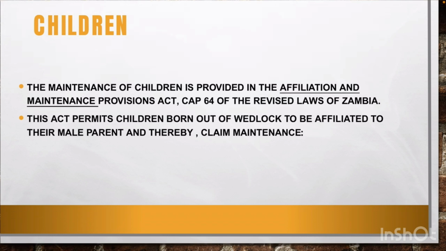The maintenance of children is provided in the Affiliation and Maintenance Provisions Act, Cap 64 of the Revised Laws of Zambia. The Act permits children born out of wedlock, this is out of marriage, to be affiliated to their male parent and thereby claim maintenance. So even if children were not born inside the marriage, they are entitled to claim maintenance from their male parent.